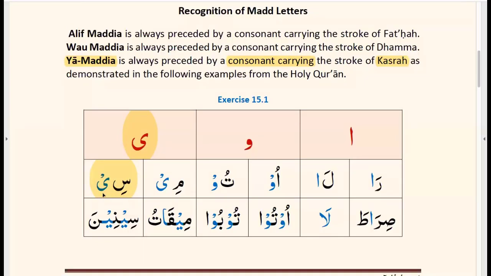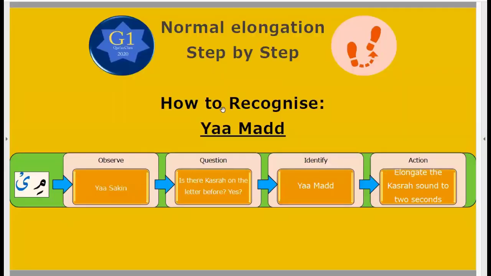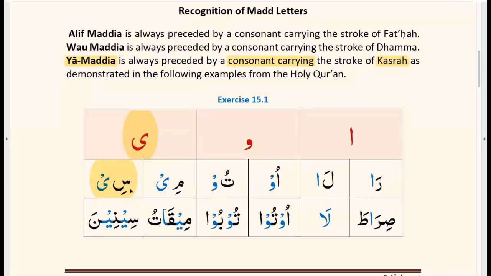Yes, good, well done. This is a ya sakin. Okay, well done, good. Let's go to our next thing. We're going to have a question now. Is there a kasra on the letter before? Let's check. Is there a kasra on the letter before? Yes or no? Yes. Excellent, well done.